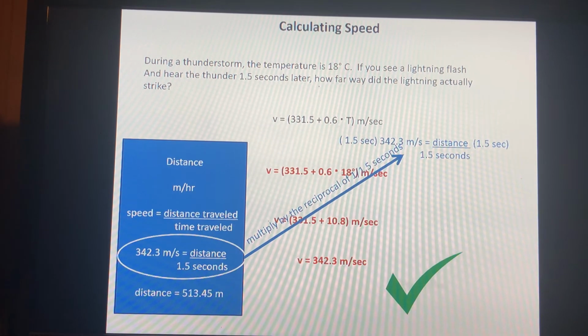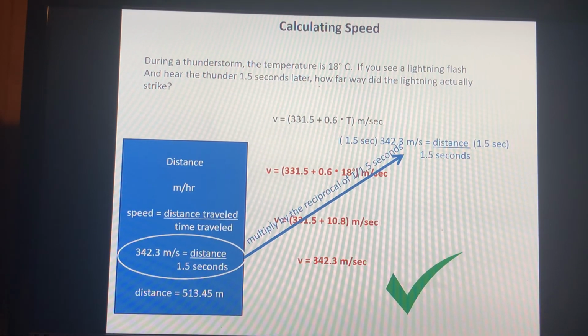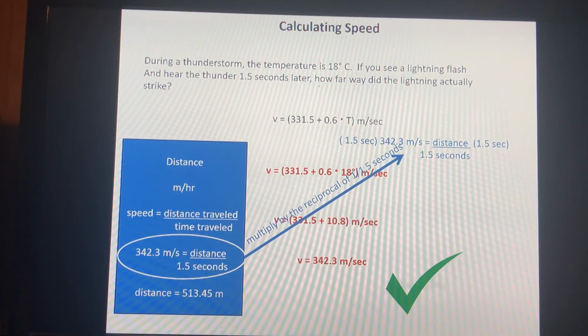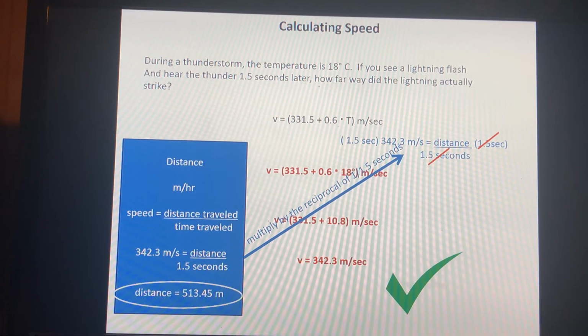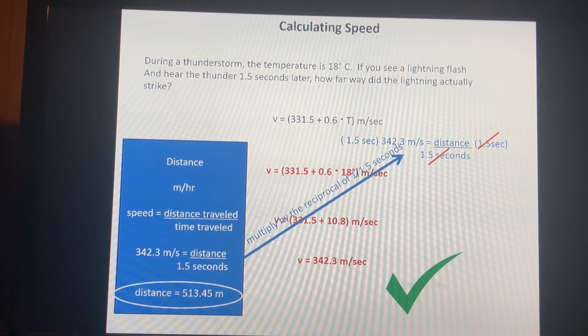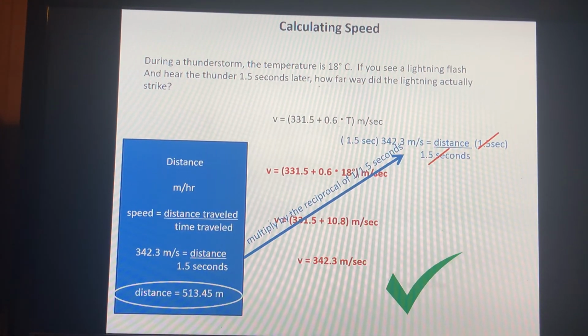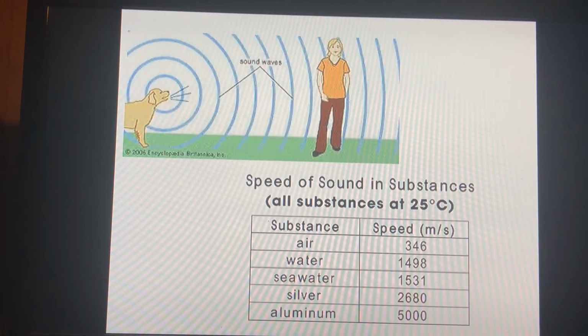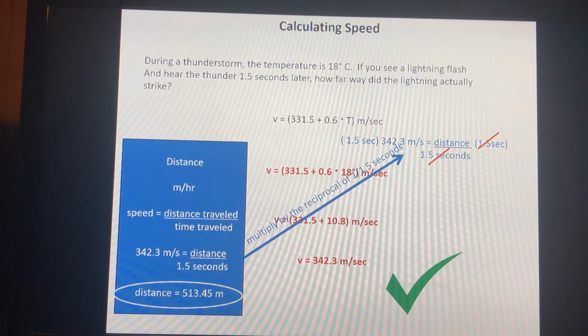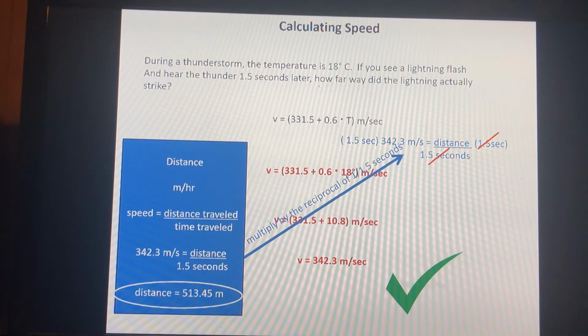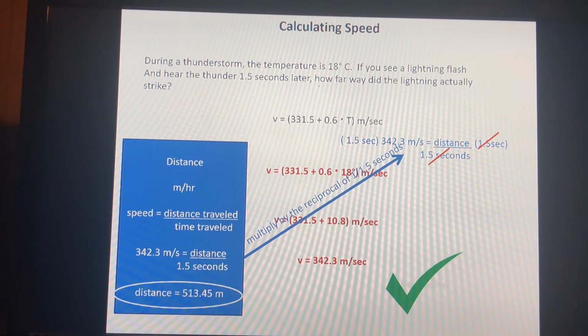Remember, with algebra, whatever we do to one side of the equation, we have to do to the other side of the equation. We have to keep it balanced. So we are going to multiply the distance side of the equation by 1.5 seconds so that we can cancel out 1.5 seconds and leave distance on that side of the equation all by itself. On the other side of the equation, we are multiplying 1.5 seconds times 342.3 meters per second. Once again, I didn't cancel out the seconds, but it does cancel out. Go ahead and do the multiplication, and you end up with a distance of 513.45 meters.